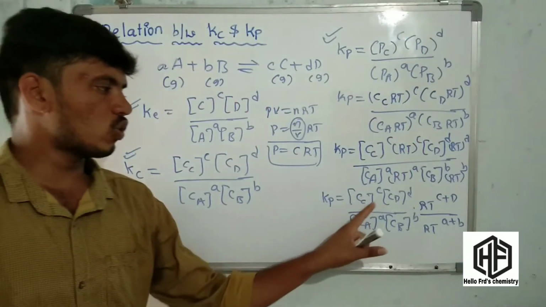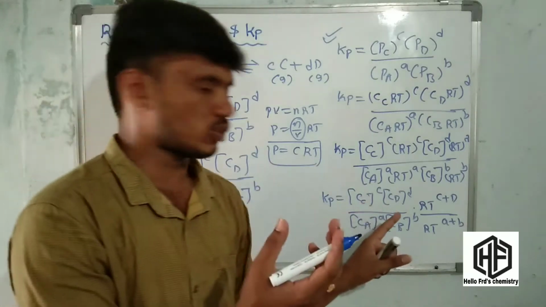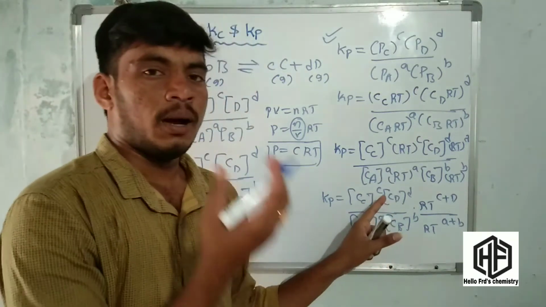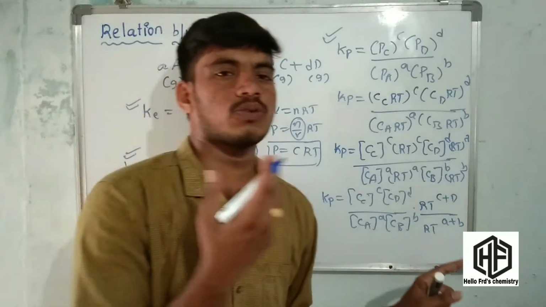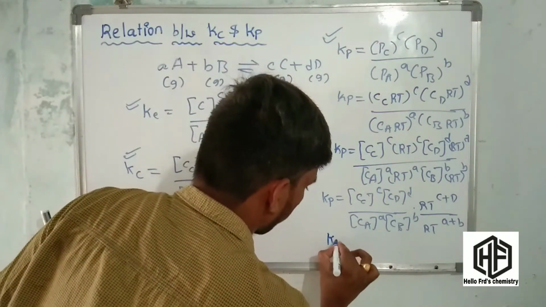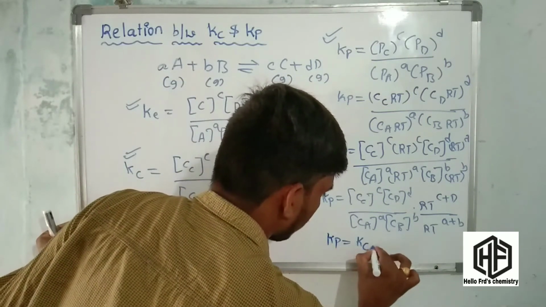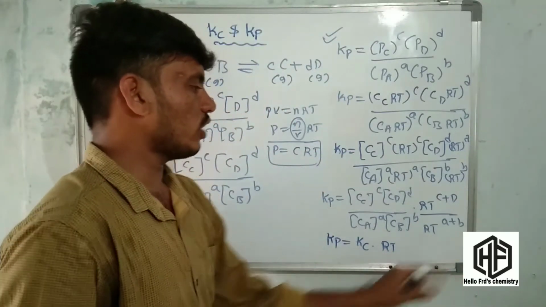Now the concentration terms of products by the concentration terms of the reactants, raised to the power of their stoichiometric coefficients, is also called Kc. Now Kp is equal to Kc into RT power of c plus d by RT power of a plus b.